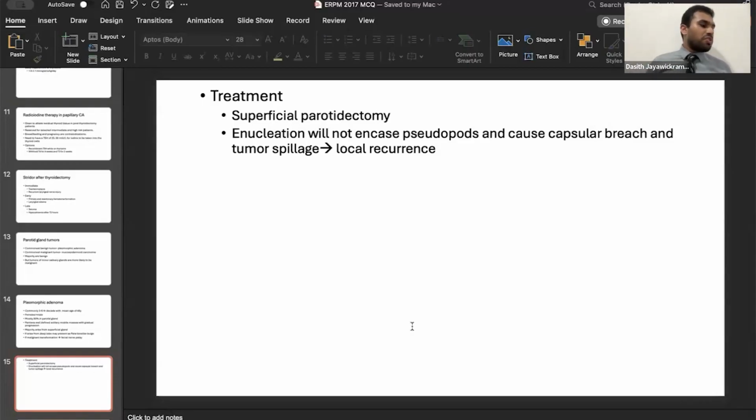So most are from the superficial gland. That is true. Benign tumors are commoner than malignant. Yes, as I discussed, benign are more common in major salivary glands, and the parotid gland is a major salivary gland.